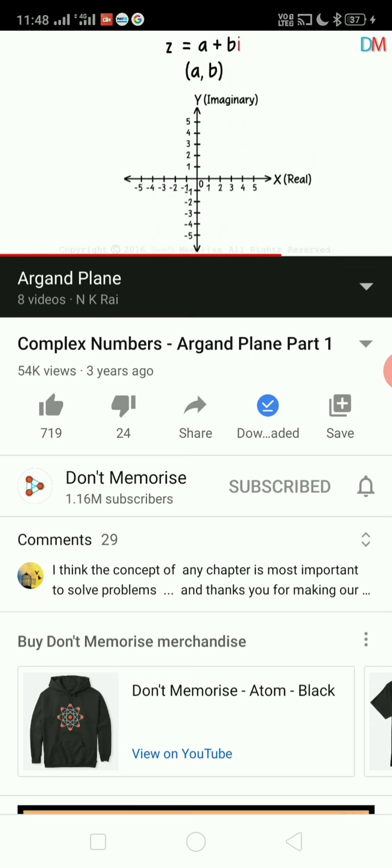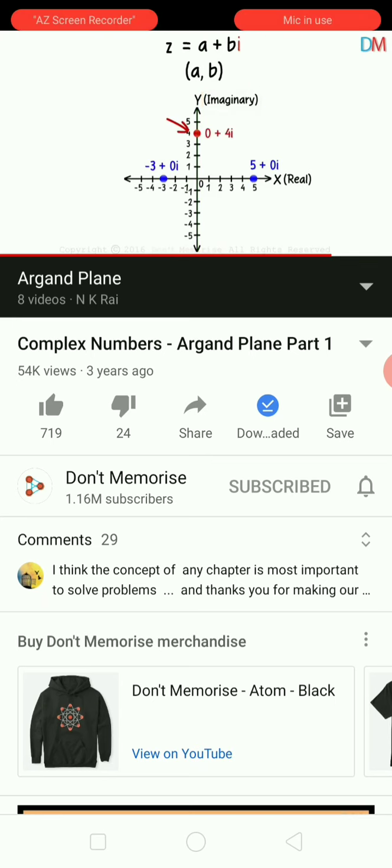Now, what if the points lie on one of the axes of the Argand plane? Say the point is here on the x-axis. This number will have only the real part. It can be written as 5 plus 0i, and if the point is here on the x-axis, it will be negative 3 plus 0i. And what if the point is here on the y-axis? Every point on the y-axis will have only the imaginary part. So this point will be 0 plus 4i.